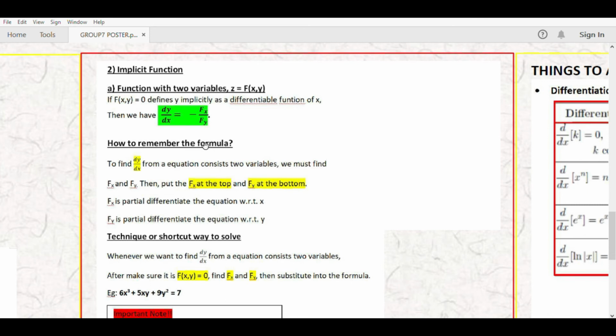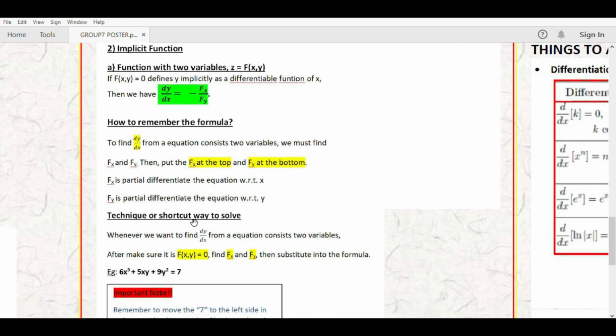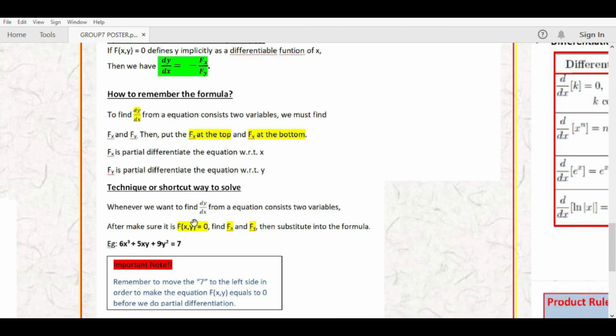In order to find dy/dx from an equation consists of two variables, we must find fx and fy. Then we put the fx at the top and fy at the bottom. Fx is partial differentiate the equation with respect to x, however fy is partial differentiate the equation with respect to y. Now I'm going to show the technique or shortcut way to solve this type of problem.